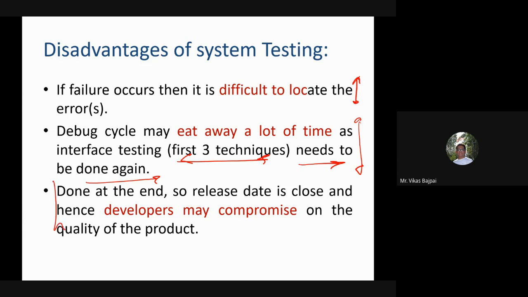This is done at the end, so the release date is close, and hence developers may compromise on the quality of the product. Right at the end, I'm approaching the deadline, I'm about to release the product, I have to release it on time. So in that case we may come across quality issues as well. That kind of problem is also there.